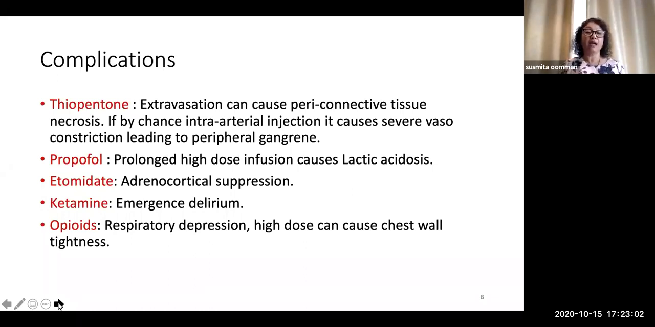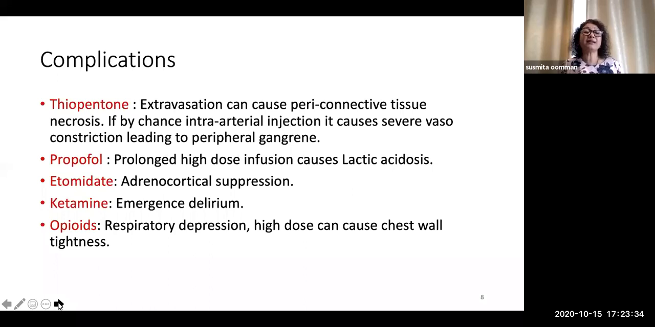And the last thing, ketamine. The biggest problem with ketamine was emergence delirium. That is, when people woke up, they were hallucinating, they were seeing things, and they felt very uncomfortable. So it is like dreams, really, and it varies from person to person what sort of dream he wakes up with. So that has led to ketamine not being used on a routine, regular basis.